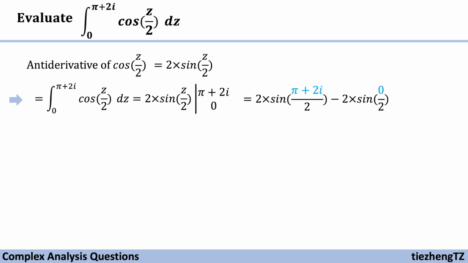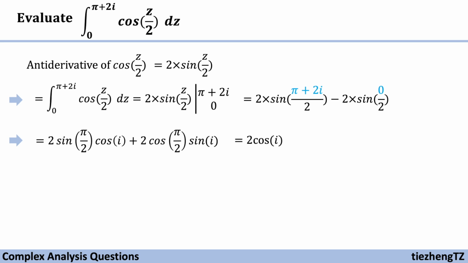And we can also expand our first term, sine of (pi plus 2i) over 2, into sine cosine plus cosine sine form. So it can be expanded into 2 times sine half pi cosine i plus 2 times cosine half pi sine i. And we also know sine half pi is 1. Cosine half pi is 0. So our equation becomes 2 times cosine i.